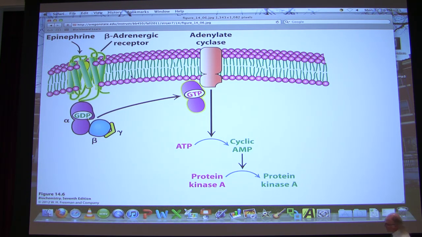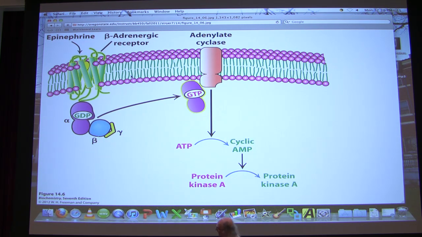Now, that action causes a change in the shape of the G protein. And this whole complex is known as the G protein, by the way. It causes a change in the shape of this G protein such that when GTP is bound, the beta and the gamma subunits no longer bind to the alpha subunit. Let's do that again. Okay? Now, why is that important?